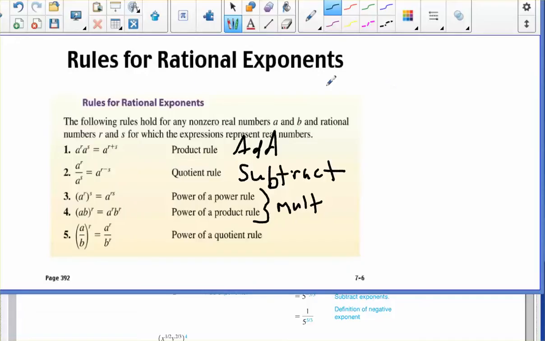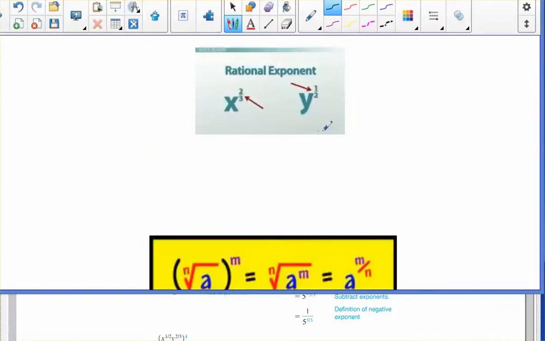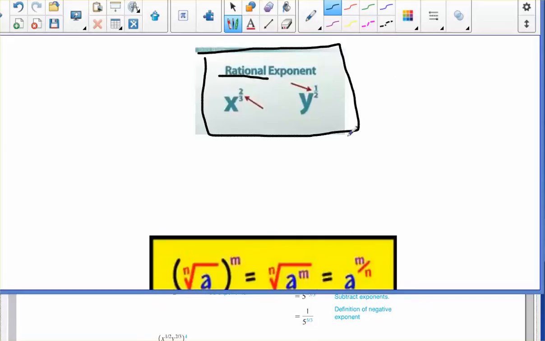Okay. Hopefully you're familiar with these and you will be comfortable as you do some problems. Now I'm going to add on a couple rules. I'm going to talk here about rational exponents, and the term rational is a fancy word for fraction.